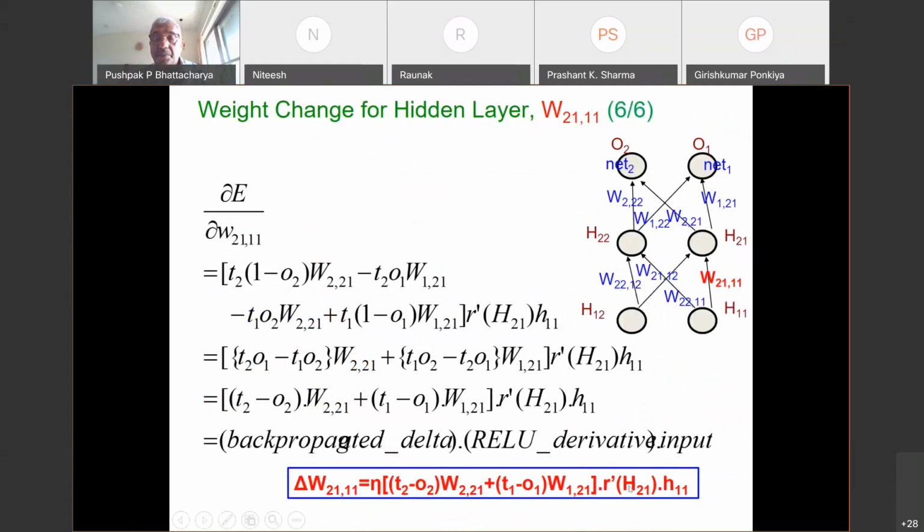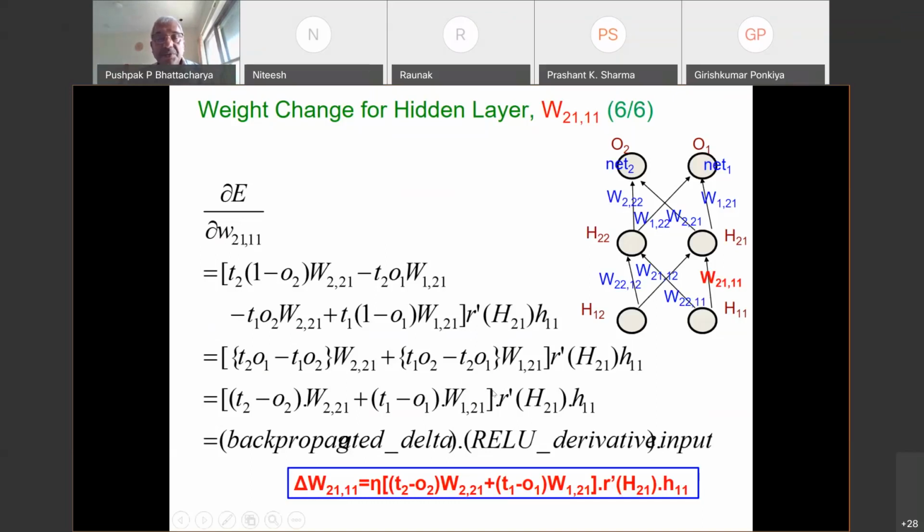Now it is the derivative, R dash H21, or the derivative of sigmoid, which is the culprit for vanishing or exploding gradient. As we go down the layers, these gradients get multiplied and they become smaller and smaller, because for sigmoid the maximum value of the derivative is 0.25. But if we use ReLU, whose derivative is either 0 or 1, either the backpropagated delta remains the same or it becomes 0 completely. There is no progressive attenuation. But that's a different matter.